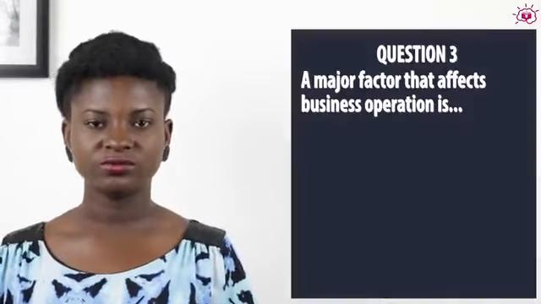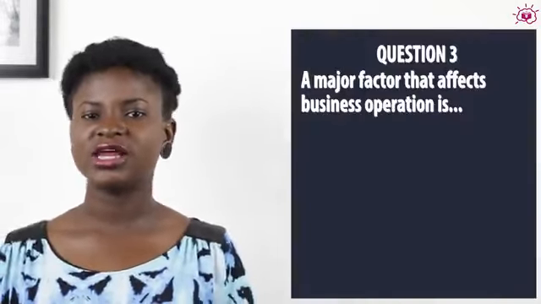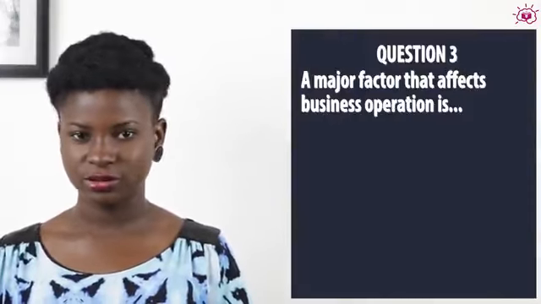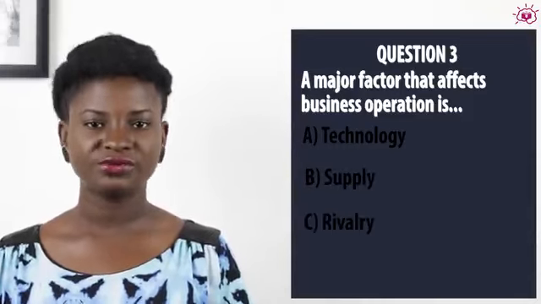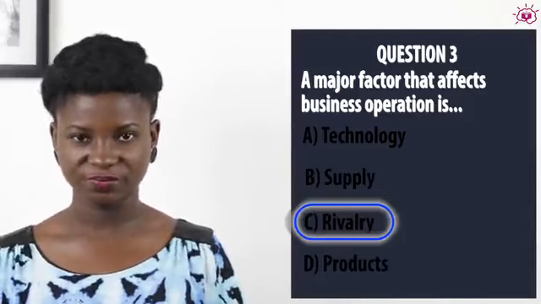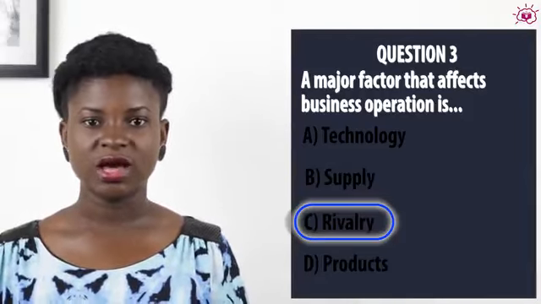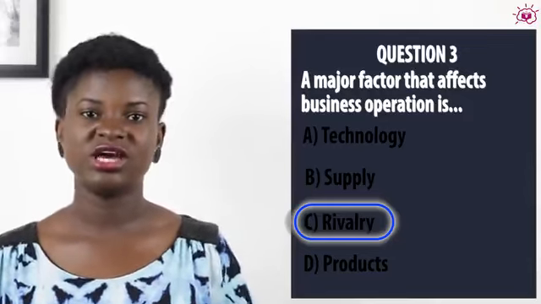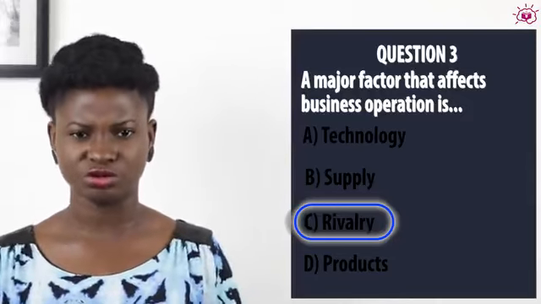And the third one from UTME 2015 says, a major factor that affects business operation is A, technology, B, supply, C, rivalry, and D, products. The answer here is rivalry. In a condition whereby partners and firms are not in agreement with one another, such would definitely affect their business operation.